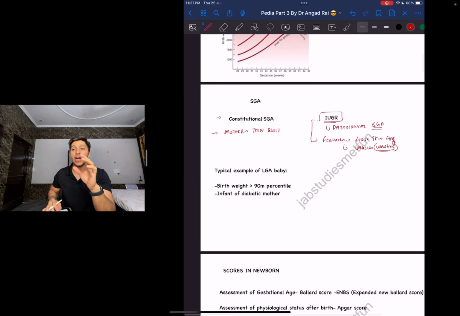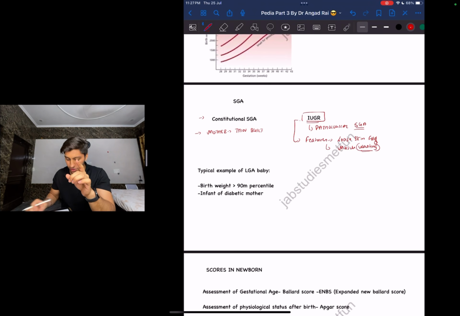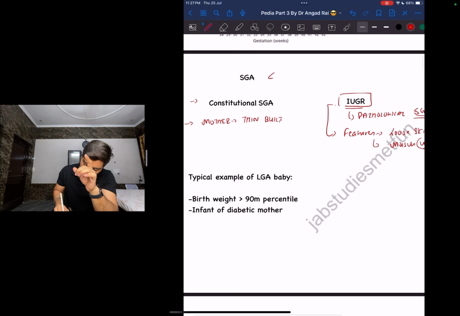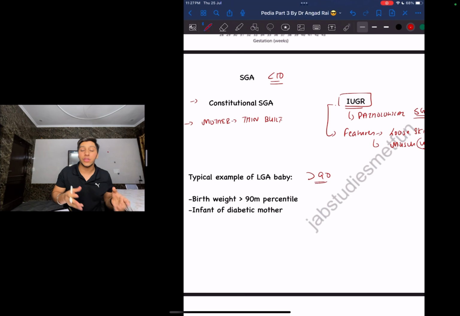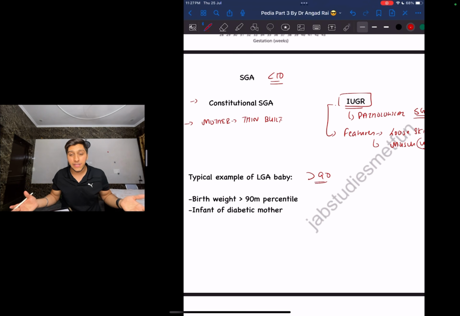Next, again, large for gestational age. I told you, SGA will be less than the 10th percentile and LGA is more than 90th, right? So large for gestational age, again, constitutional LGA. Now what is constitutional? If it is an obese mother who is eating too much during her pregnancy, who is already very healthy, her child is also bound to be very healthy. One condition, normal. Second is infant of diabetic mother.